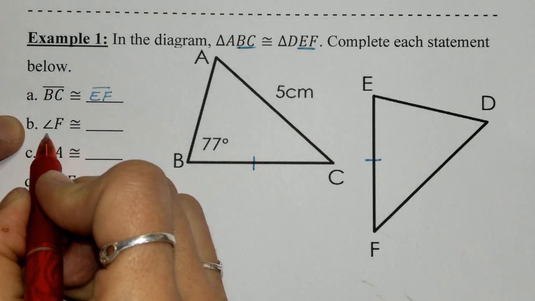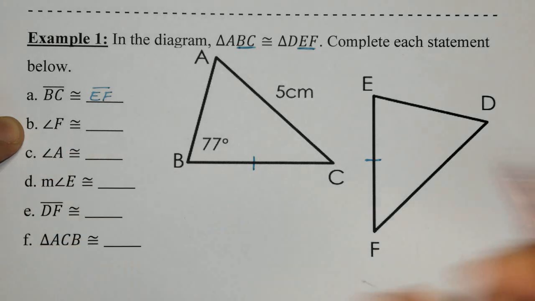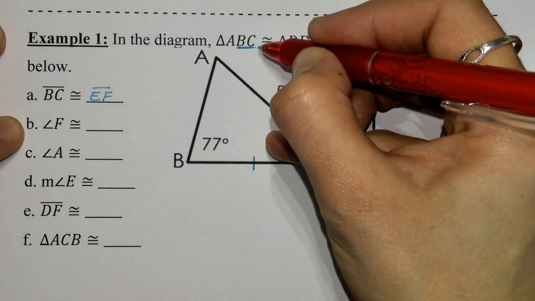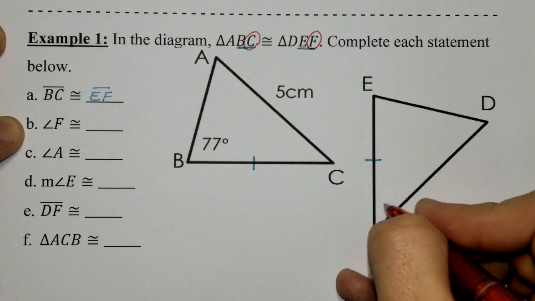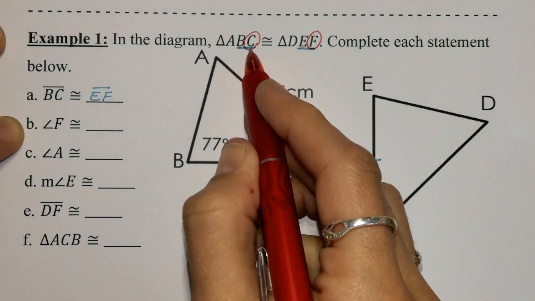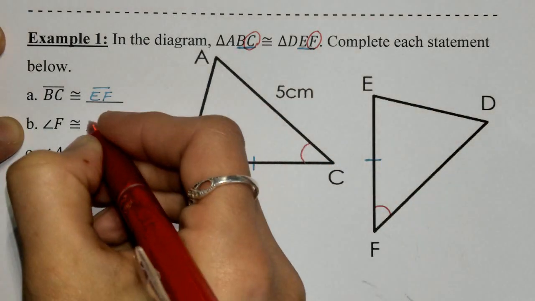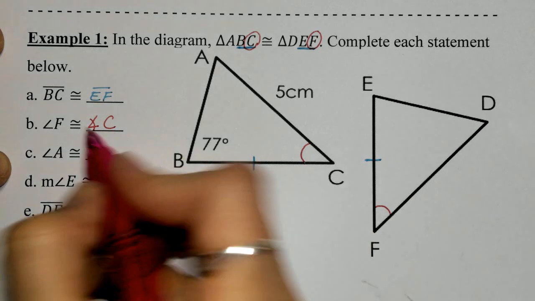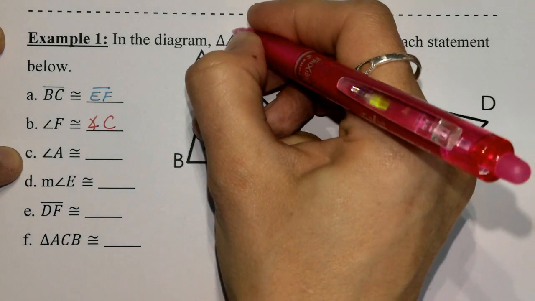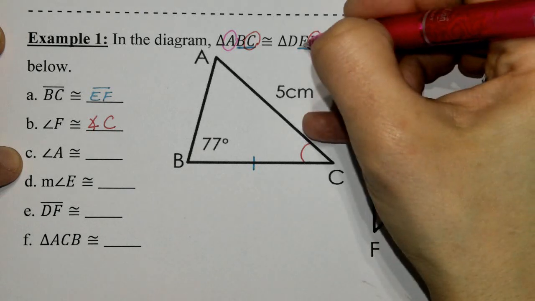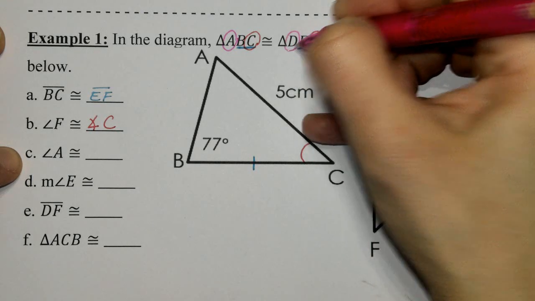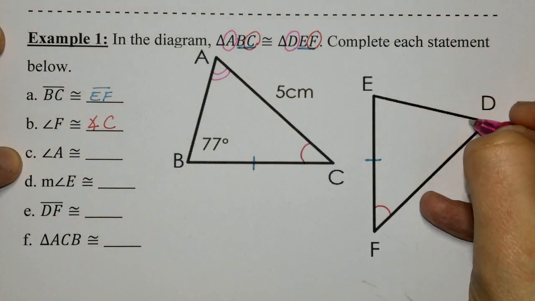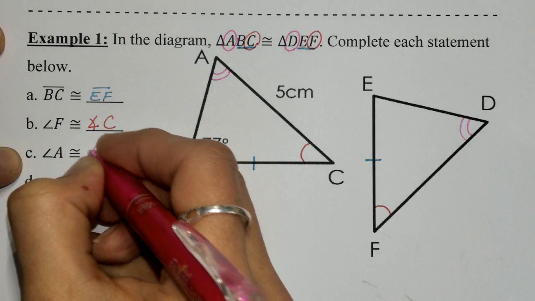Next we take a look at angle F is congruent to, well, F is the last letter, so it's going to correspond and match with the last letter in the other triangle. So angle F right here will correspond with angle C. Therefore, they will be congruent. Next, we have angle A is congruent to, well, A is the first letter, so A will correspond, therefore be congruent with the first letter in the other triangle. So A right here will be congruent with angle D. So here our answer would be angle D.